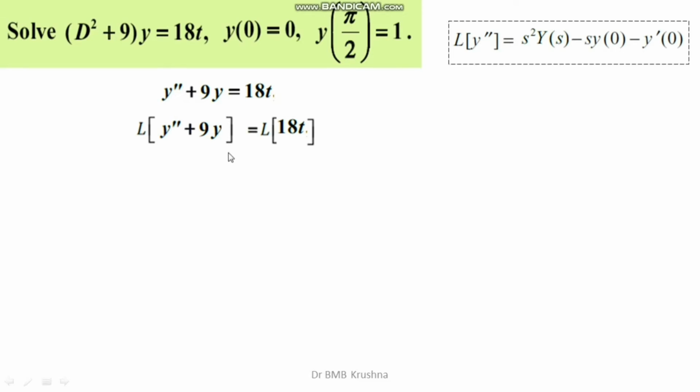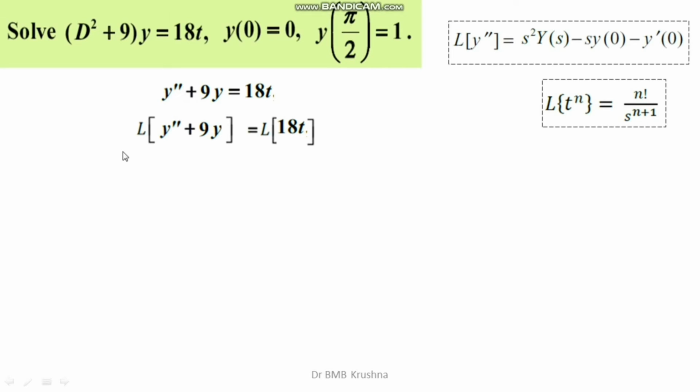And you have the Laplace transform of y, that is generally Y of s. But on the right hand side you can see the Laplace transform of 18t. It is a polynomial function. So that is why you need to know the Laplace transform of t power n is n factorial by s power n plus 1.